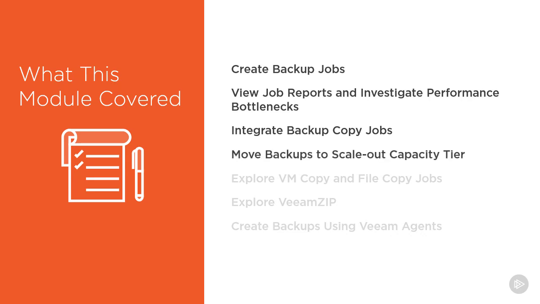We also took a look at the scale out capacity tier. I know we didn't actually see the button to move the virtual machine up into the cloud, but we did see where we can move our backups either automatically or manually to that scale out capacity tier. We then took a look at some of the edge cases there, the VM copy and file copy jobs, as well as the Veeam zip job, all of which are useful for transferring virtual machines and their files and folders around for the other kinds of reasons that you may have, like creating other data centers or test environments.